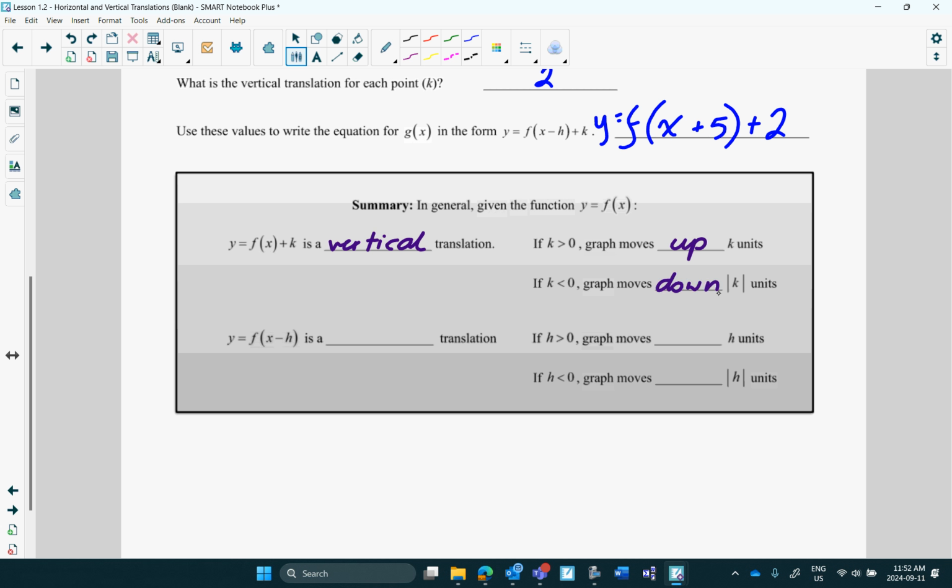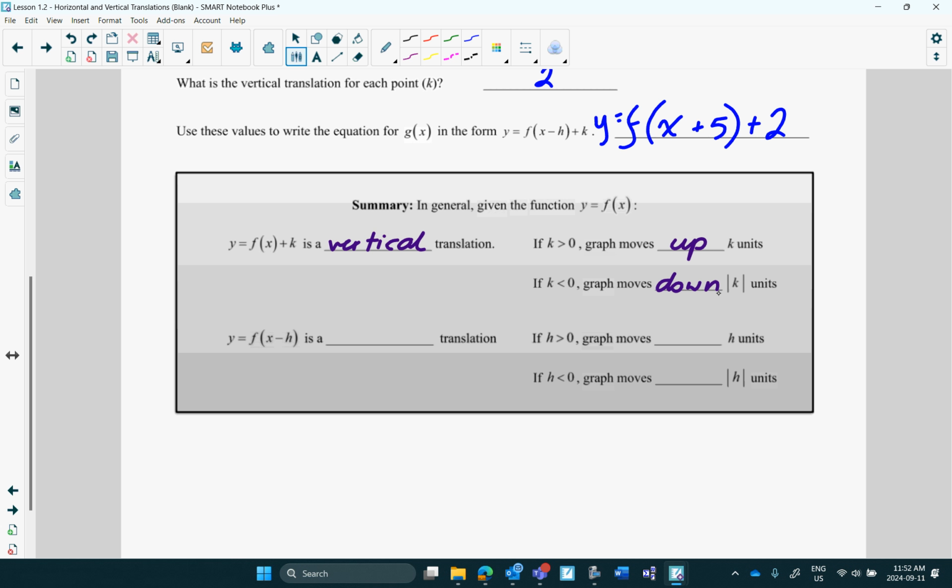And notice I put that it moves down the absolute value of k. Because if it's -4, we don't say it moves down -4. We say it moves down 4. And that's why that's there.